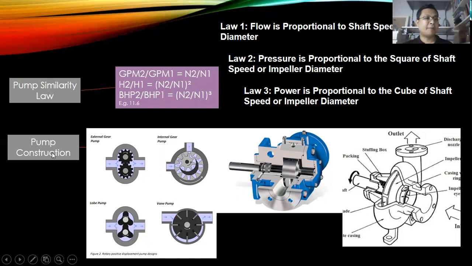And then in the pump construction, we have several types here, in the positive displacement and also centrifugal. So different pump construction. We have the characteristics first by the pump similarity law, and then we try to select the type.